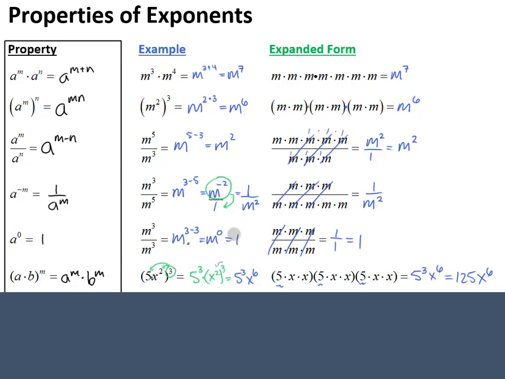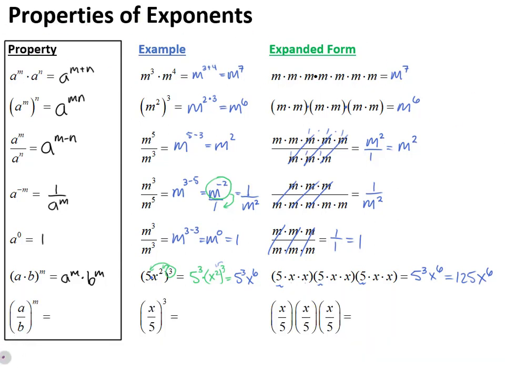Okay, one thing to be careful of, you cannot distribute over addition or subtraction. So if you got this, you cannot distribute over addition or subtraction. If there's any adding or subtracting going on in that parentheses, you cannot distribute. So a common mistake, please be careful. You can if there's only multiplication, or as we'll see in our next property, if there's only division.